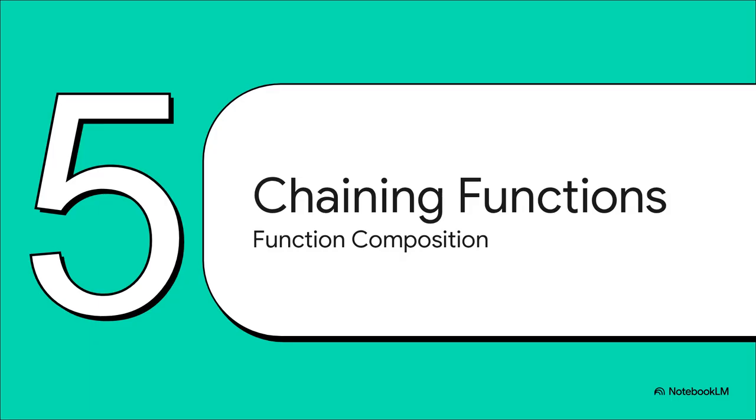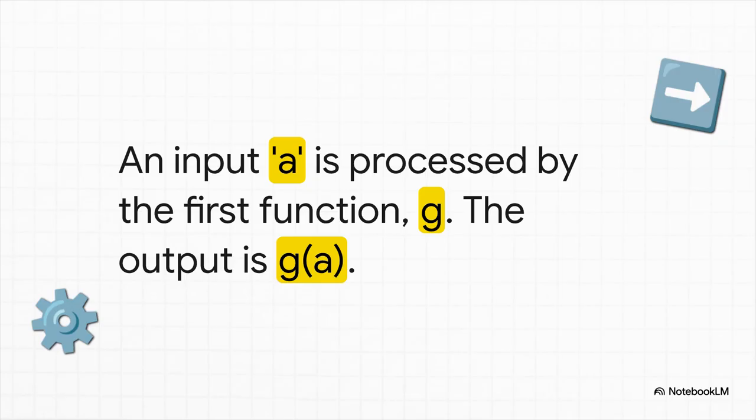So we can go backwards, but what if we want to go forwards but through multiple steps? What if we want to hook functions together one after the other, like a little assembly line for our data? Well, that's called composition. Let's just visualize this. First, we take our starting input, let's call it A, and we feed it into our first function machine, which we'll call G. And out the other side comes the result, G of A.